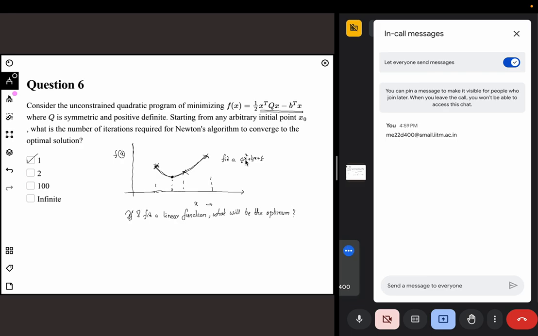If I fit a linear function, then it goes something like this. Then this will be minimum, right? Because this is the minimum I can find for that particular functional form. This is something like the linear optimum. But if I fit a quadratic function, then this will be my quadratic optimum, right? Yes.